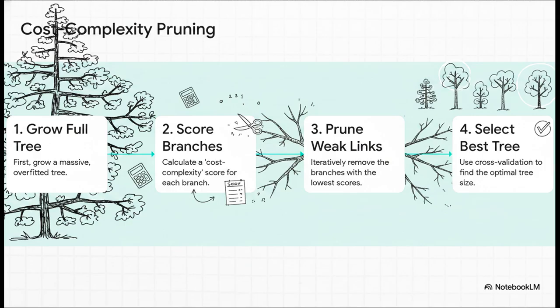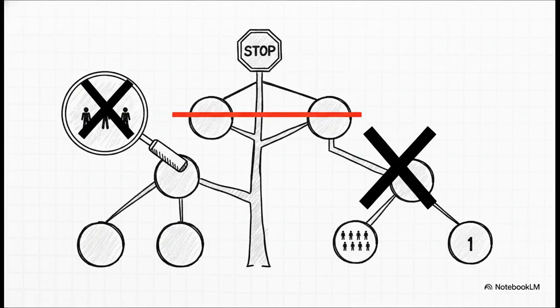So how do we stop this? Well, the most elegant solution is something called cost complexity pruning. And the strategy here is just so clever. First, you let the algorithm go absolutely wild and grow a massive, totally overfitted tree. Then, you go back and you methodically prune or snip off the weakest branches. Those are the ones that add a ton of complexity but give you very little predictive power in return. You end up with a bunch of different sized trees, and then you test them to see which one works best on fresh data.